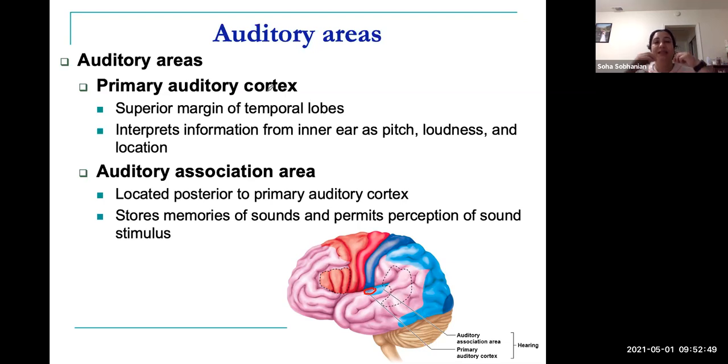Making sense of the data is associated with this part, the one right behind it, called auditory association area, which basically tells you what you're hearing is your phone ringing, a piece of music, somebody talking, etc. Right? So making sense of that data is your auditory association area. And again, auditory is associated with your temporal lobe. This is your temporal lobe here.